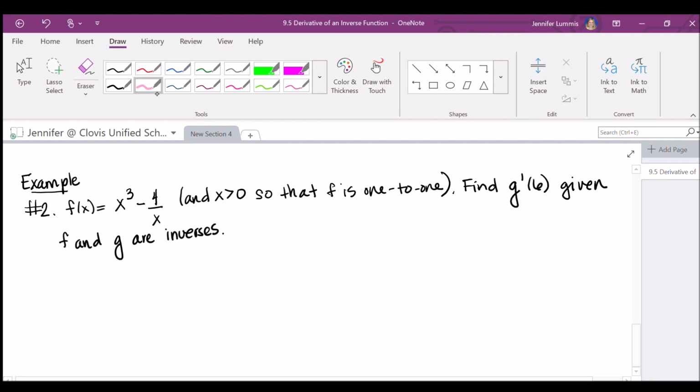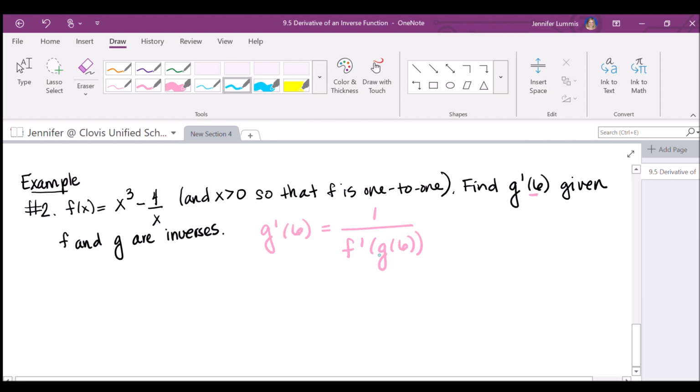Since they're inverses, our little formula applies. G prime of 6 is equal to 1 over f prime of g of 6. This is a formula that we do need to remember. We are going to start with finding g of 6. That is step 1. So g of 6 is some value. This is an x, and we're looking for y.